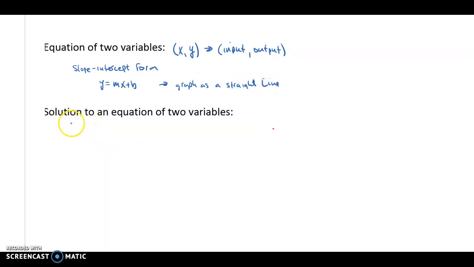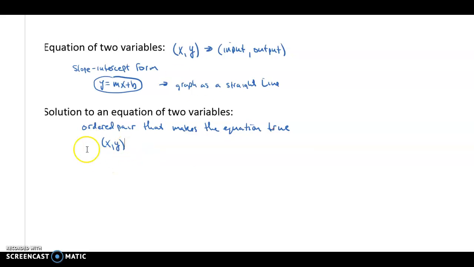So what does this mean? Well, when we have these equations in two variables, m and b would be replaced with numbers. And a solution to this equation of two variables would be an ordered pair that makes the equation true. And when we talk ordered pair, we mean an x and a y value, which would be a point on the graph. So when we take this ordered pair and plug it into the equation of two variables and simplify both sides, it would make a true statement.